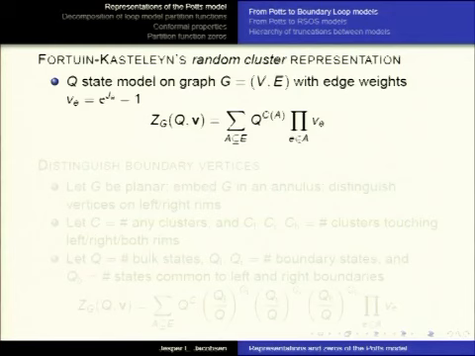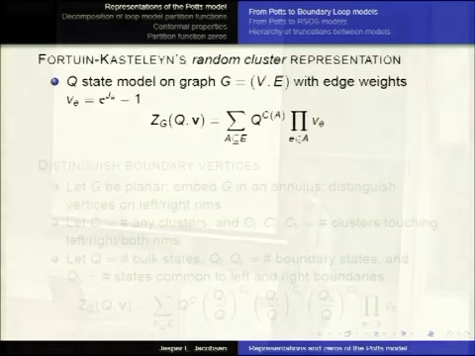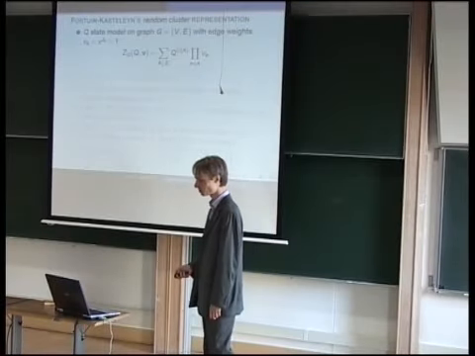Let me not waste too much time on the Fortuin-Kasteleyn representation that you have seen so many times. So the partition function of the Potts model can be written in this way. Q is the number of states. So as a sum over edge subsets, Q to the number of connected components in the induced graph, and then there's this product over the variables v. So that we have seen a lot of times.